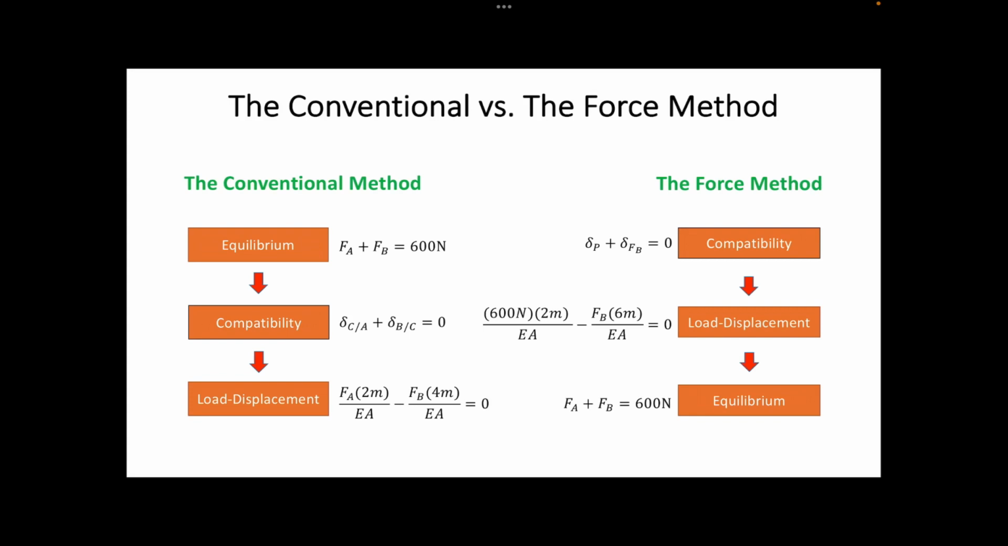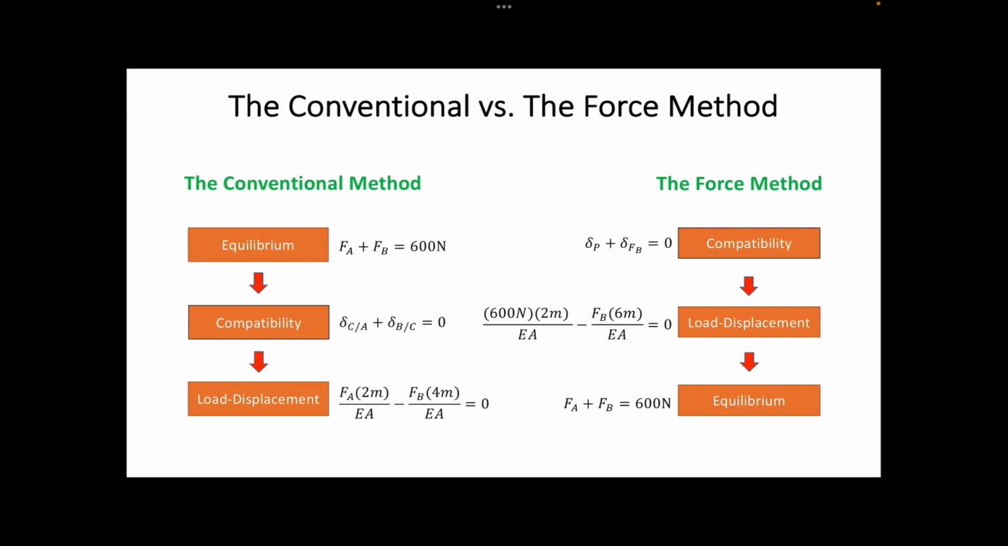Now let us conclude this lecture by comparing the conventional and the force method. As you can see, the conventional method is based on the equilibrium, compatibility, and load displacement relationship to develop a system of equations of unknowns. The force method uses compatibility and load displacement relationship to find one unknown first. The equilibrium equation is used at the end to find the remaining unknown support reaction.